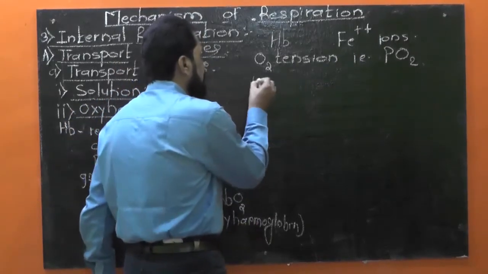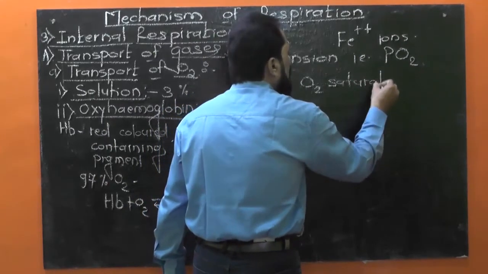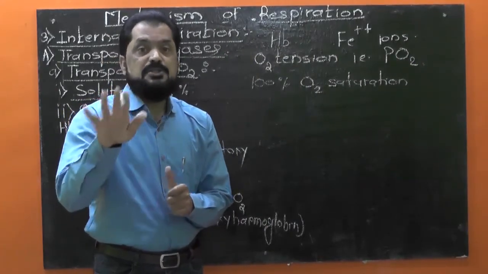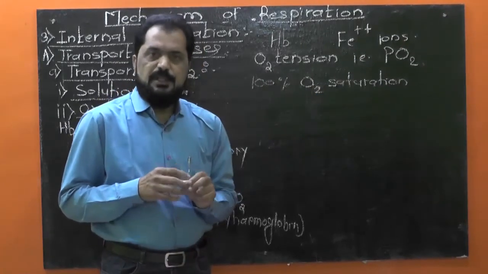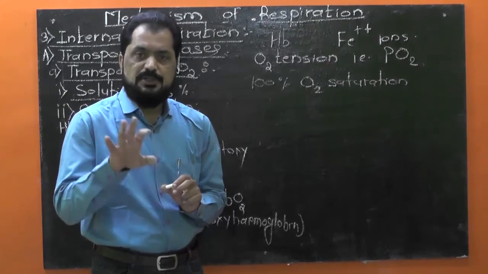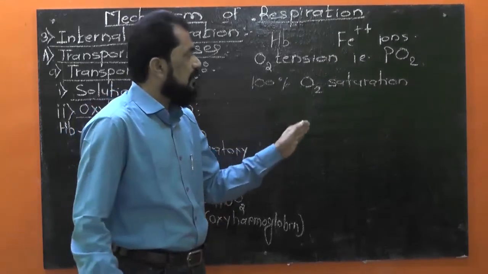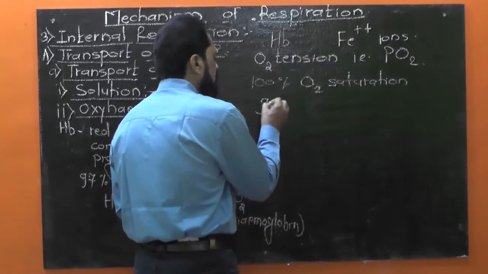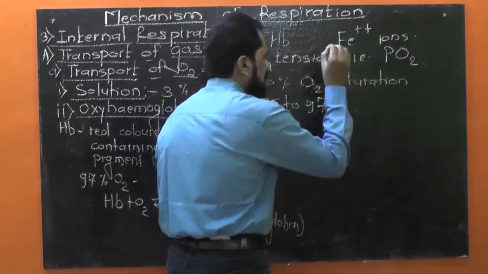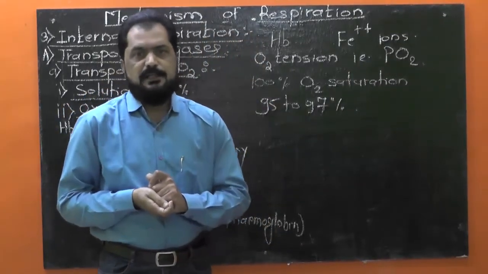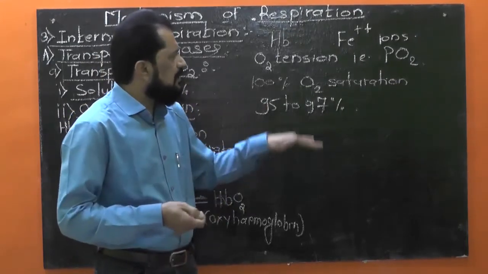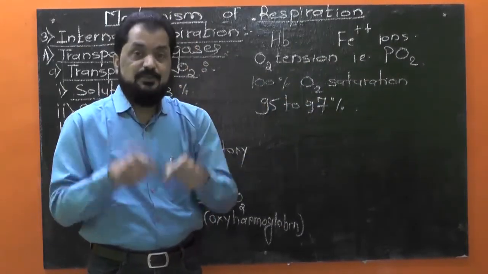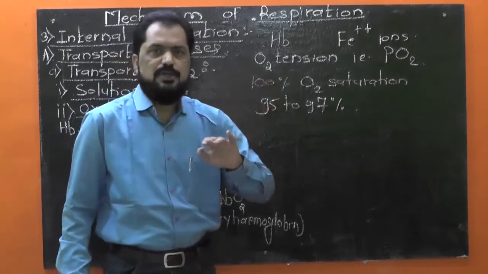Actually 100% oxygen saturation of hemoglobin is not possible or it is very rare. At 100 mmHg partial pressure of oxygen, 100% saturation of hemoglobin is very rarely seen. Near about 95 to 97% oxygen saturation is commonly seen in a normal and healthy person. And whenever the partial pressure of oxygen falls, it reduces the oxygen saturation of hemoglobin.